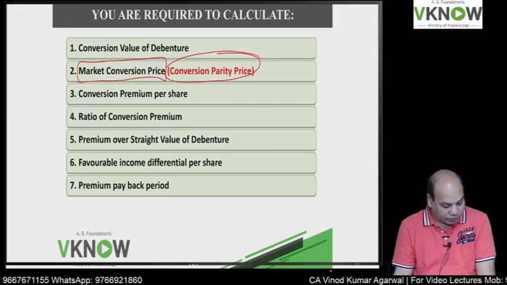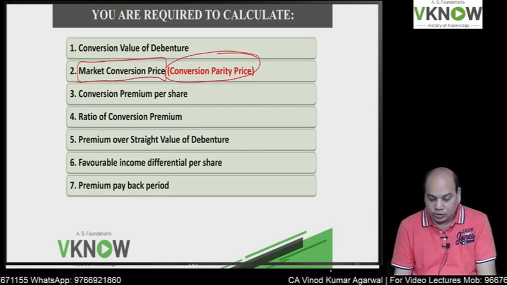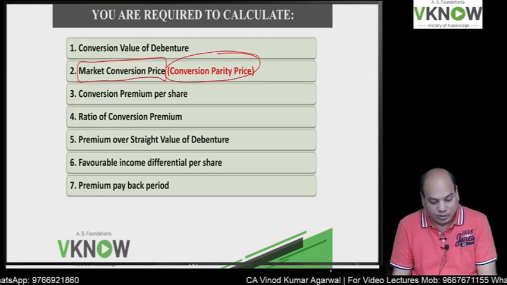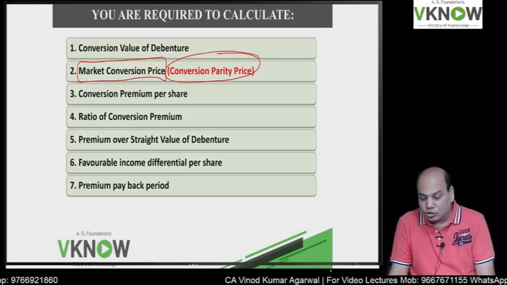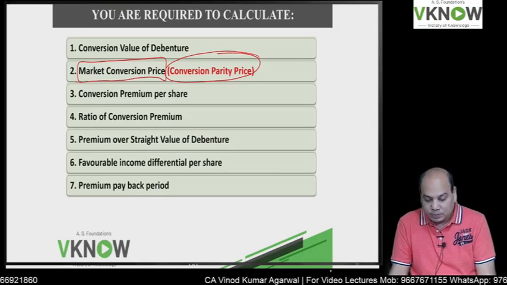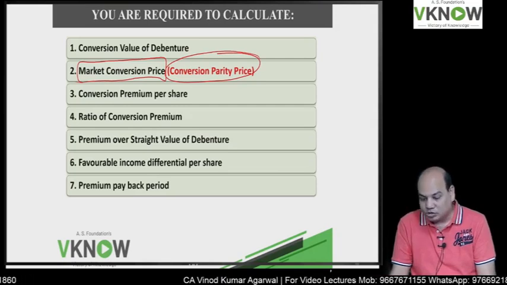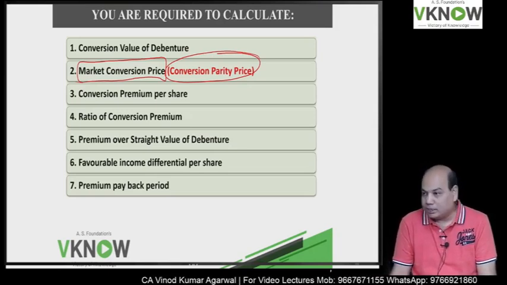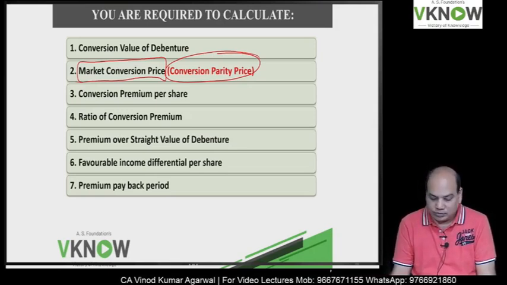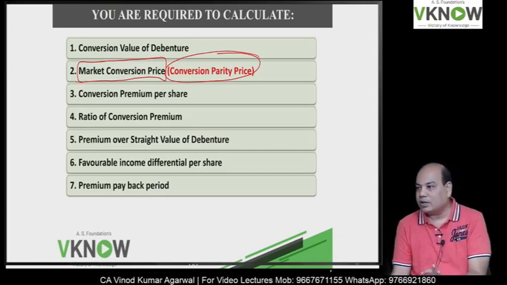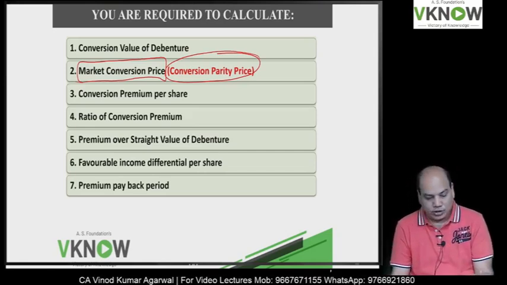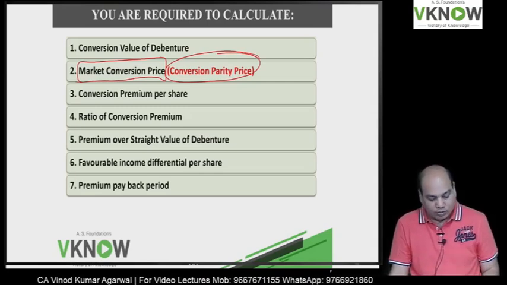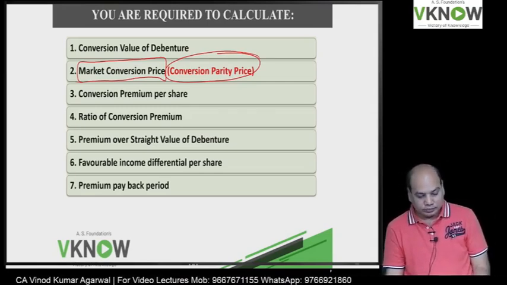Write in bracket, or I think I have already written for you. Then conversion premium per share. How much premium per share you are giving? Ratio of conversion premium, premium over straight value of debenture, favorable income differential per share, and premium payback period. So we'll solve one by one and I will explain it also. So with this you will have a good practice of convertible debenture or convertible bond, highly tested in the exam.